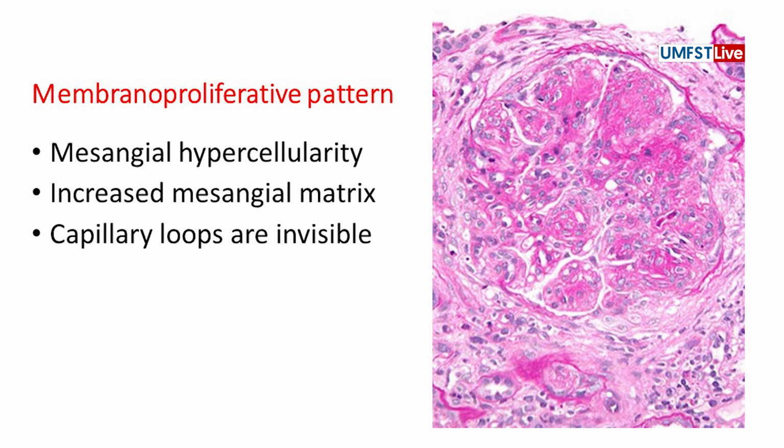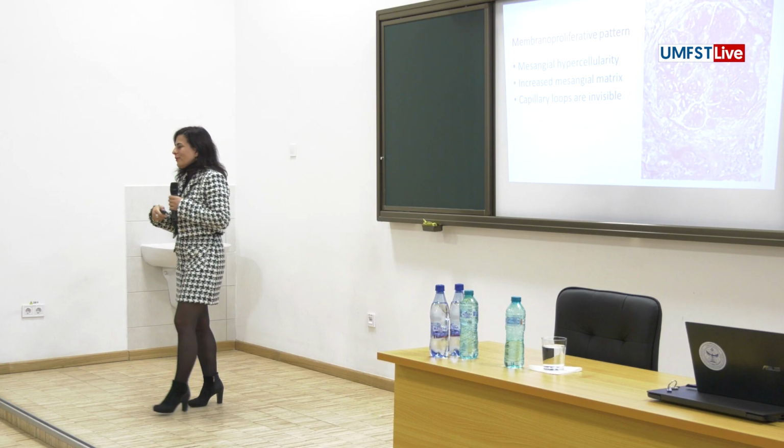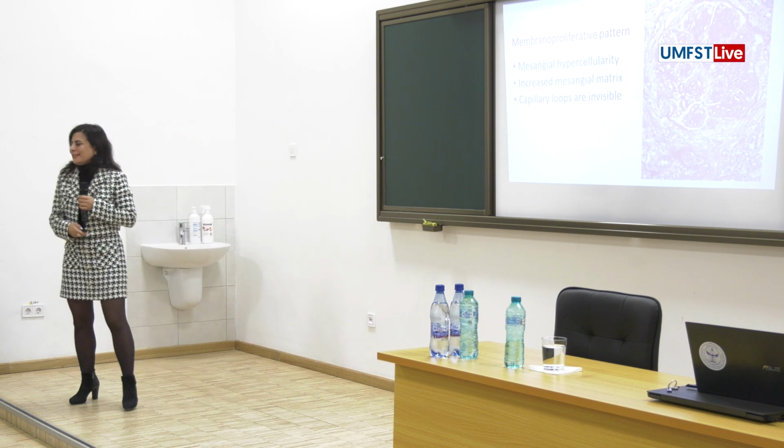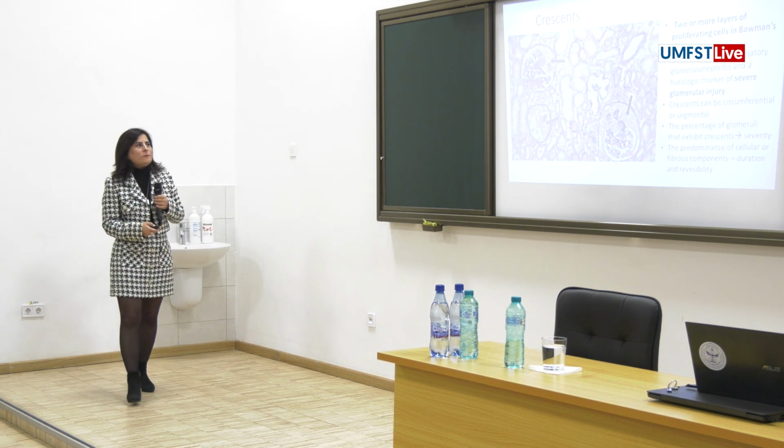And as you see, do you remember from the fresh tissue? We saw the capillaries, erythrocytes. For this case, you know, the capillary loops are invisible. Then we cannot see them in the fresh tissue also, in this case, the glomerulus usually.